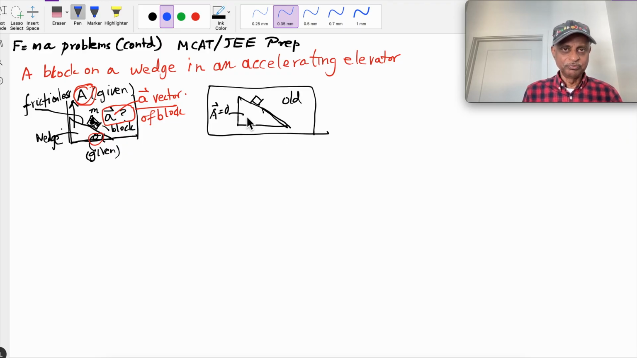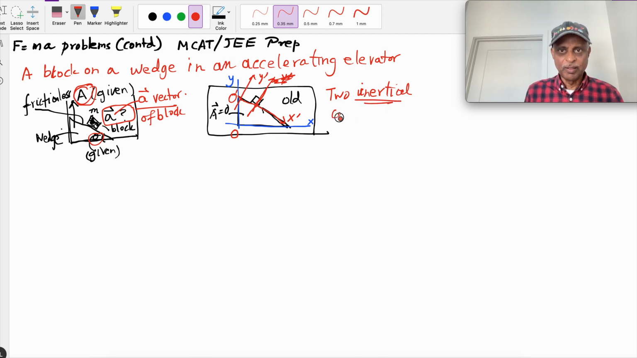You set up a coordinate system like x and y, or you can set up a system x prime, y prime, with origin prime here, and this is origin O. You can set up a coordinate system like that, or like that, and these are inertial coordinates, because they're not accelerating with respect to an absolutely fixed frame.